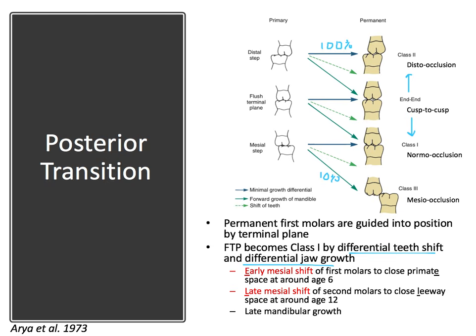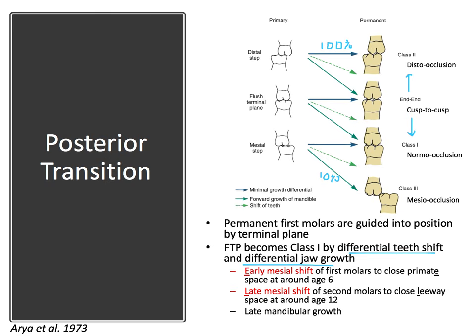So we have early mesial shift. It's one mechanism. It's where the lower permanent first molars erupt at about 6 years of age, and they shift mesially, closing the primate space distal to the primary mandibular canines. Now, this doesn't really happen in the maxilla, so you're getting net forward movement of those lower molars. So we're getting a little more slippage of those molars forward, and it's favoring this dark green arrow.